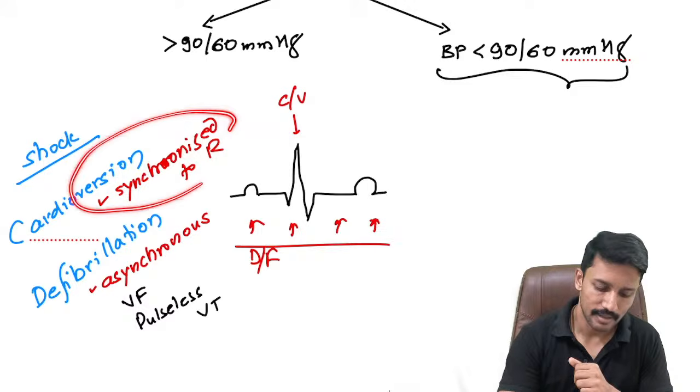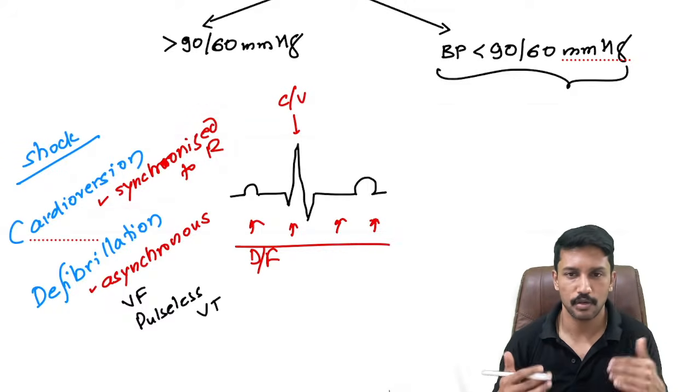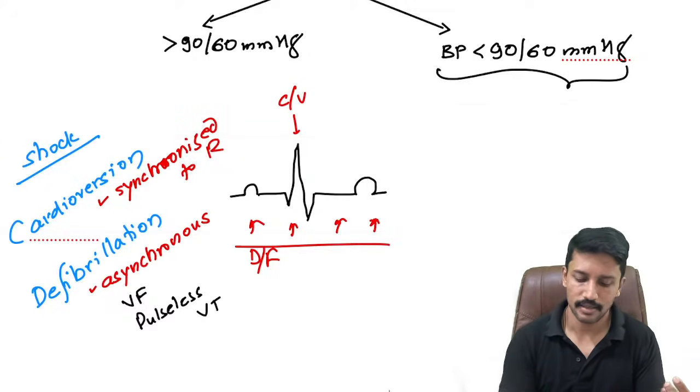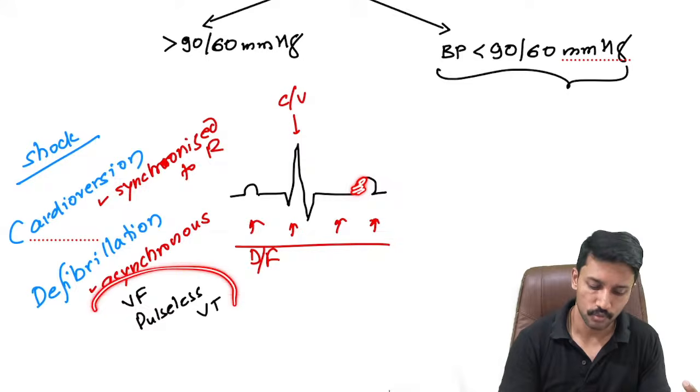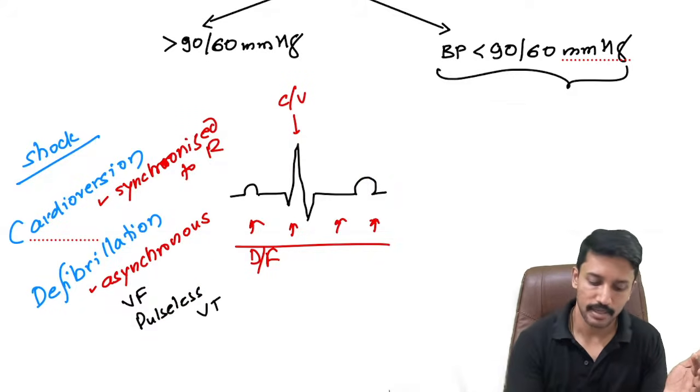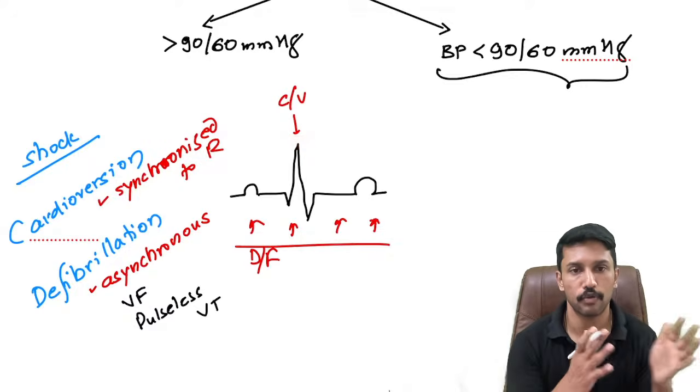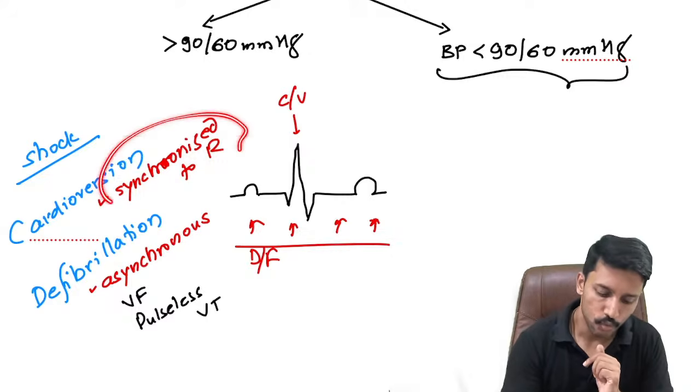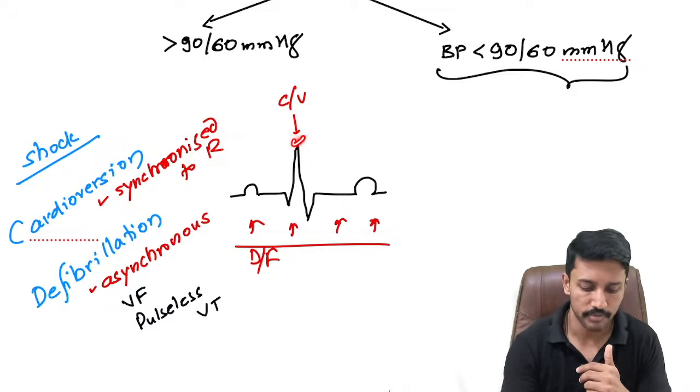But if I had a relatively safer arrhythmia like PSVT or atrial fibrillation or atrial tachycardia, then I do not want to convert them to VF. So that is why I have to give it to the R wave, away from the T wave. Now, how do I achieve this synchronization to the R wave is another question.